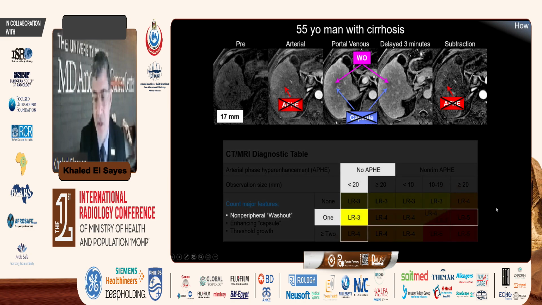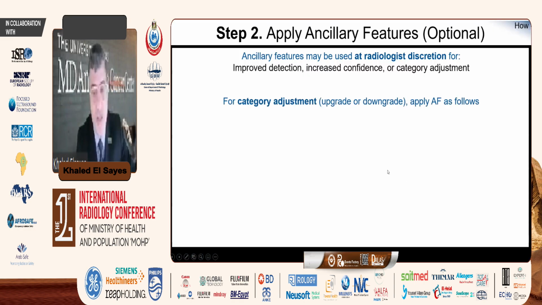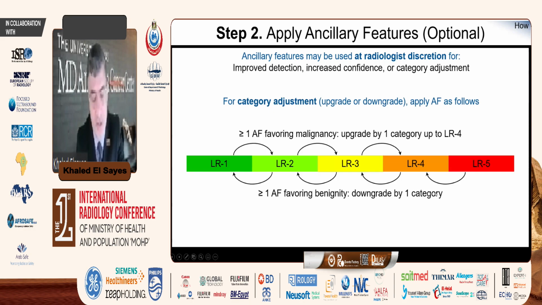Okay, so these are a few cases to practice, and then you apply the ancillary features. I'm not going to be able to go in depth in all of them, but the point is you apply and you categorize it, you upgrade it by one category, or you downgrade it by one category. If it's ancillary features for malignancy, then you upgrade by one category, but you don't upgrade to LR-5. Why? Because we aim to keep the very high sensitivity and specificity of LR-5. We want to say when it's LR-5, it's definite HCC. That's why you don't use the ancillary features to upgrade to LR-5.